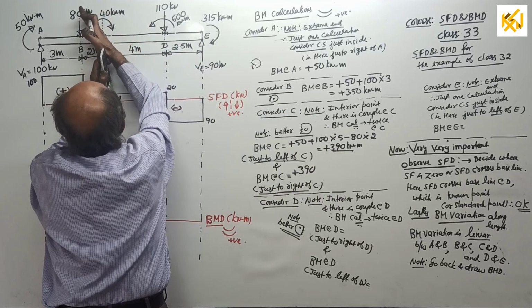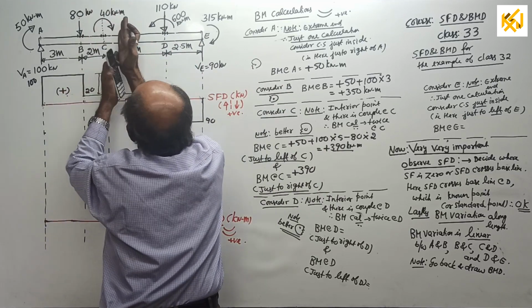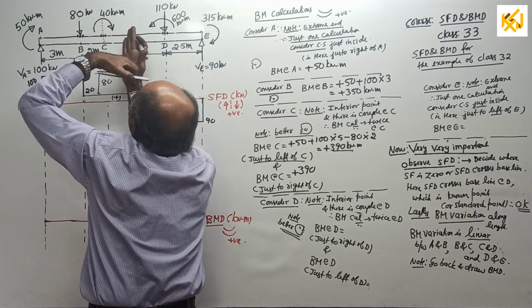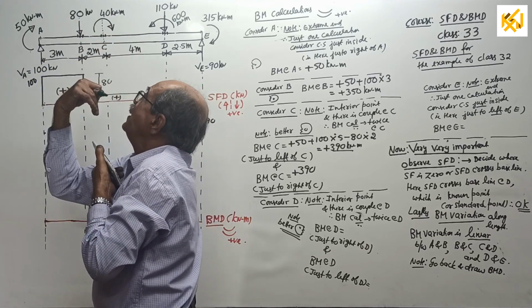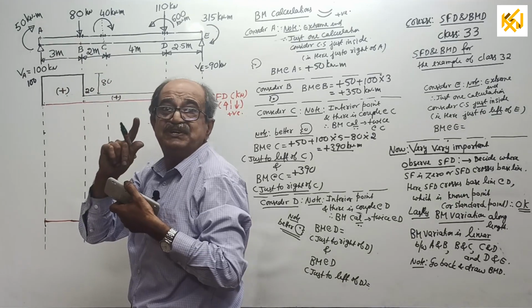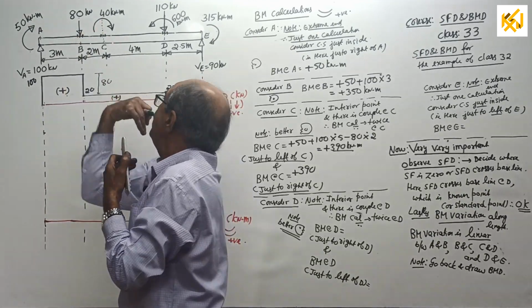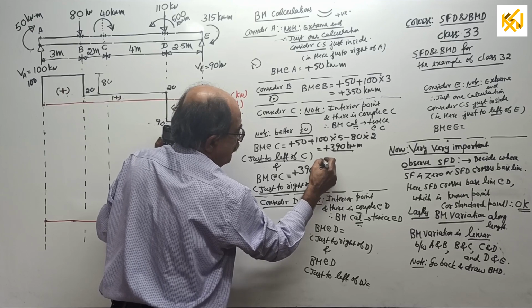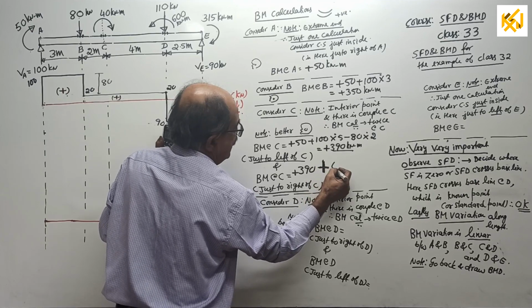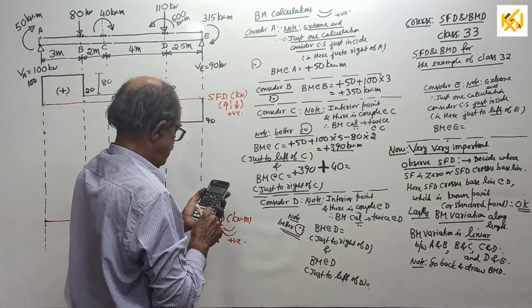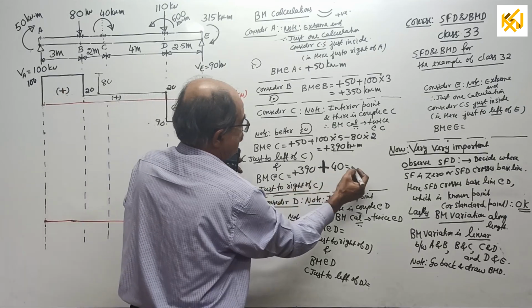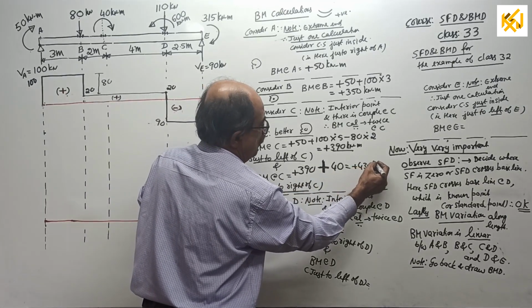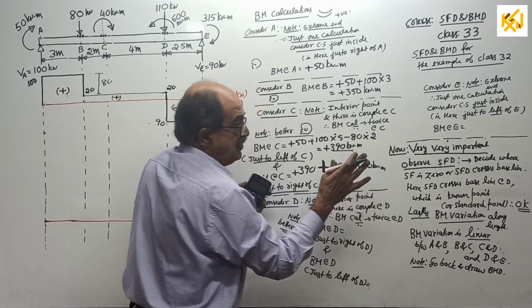From just to left, when you come to just to right, and if you look this side, now the couple will come. See, the couple comes this way. I told her very crystal clear, if the couple comes this way, it is plus 40. Plus 430 kilonewton meter. I will tell you one thing now.